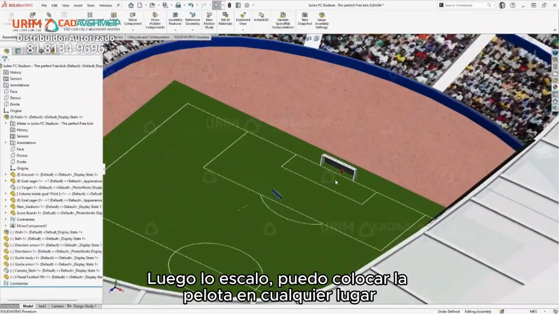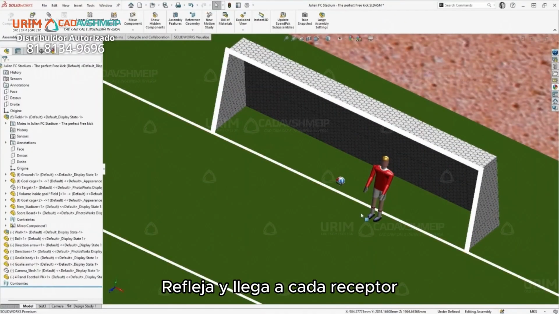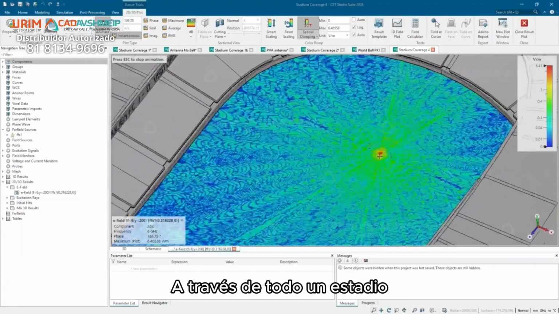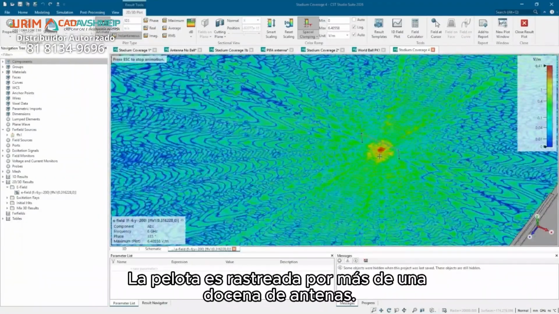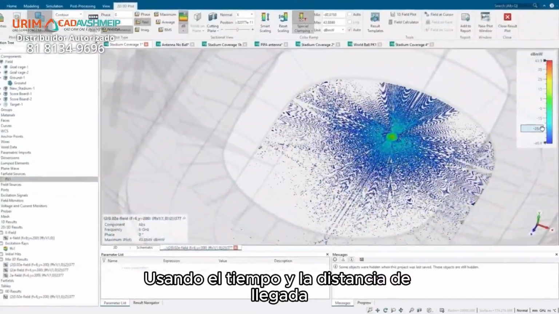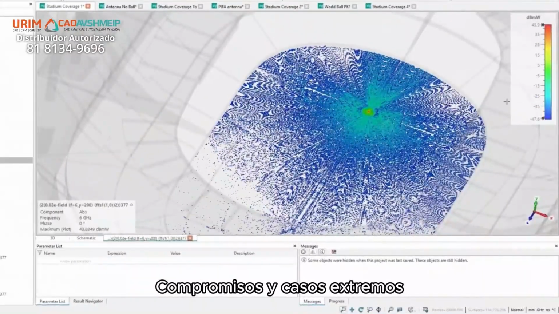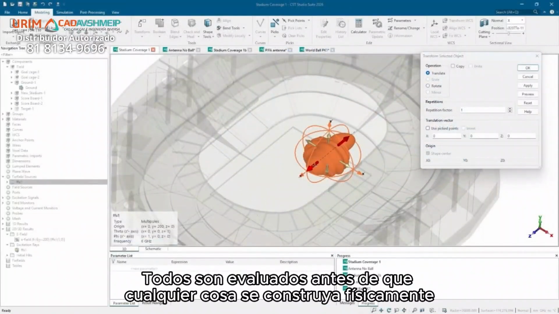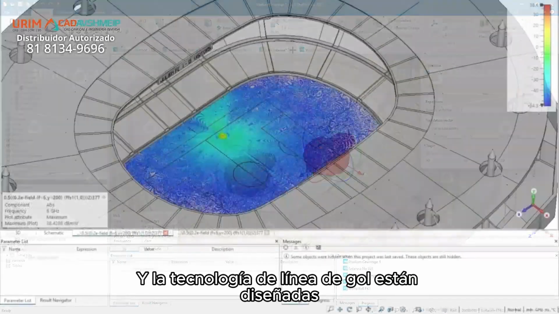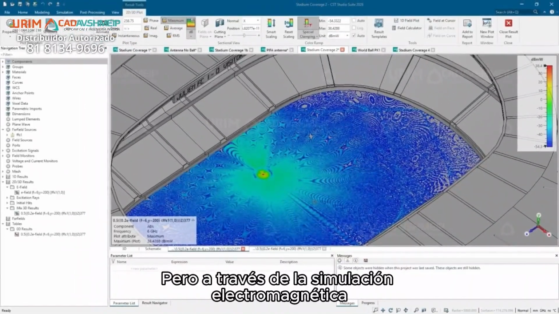I can place the ball anywhere, like right on the goal line, to see exactly how the signal travels, reflects, and reaches each receiver. I simulate how that signal propagates through an entire stadium. The ball is tracked by over a dozen antennas around the field perimeter, using time and distance of arrival to calculate its position. Coverage gaps, placement trade-offs, and edge cases are all evaluated before anything is physically built. This is how ball tracking and goal line technology are designed, not by trial and error, but through electromagnetic simulation.